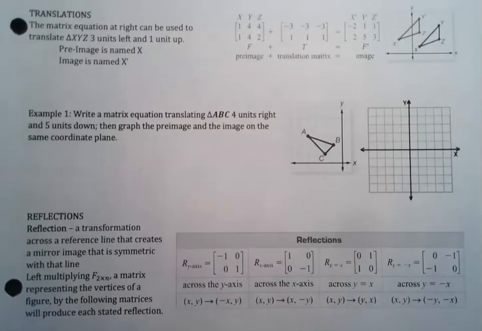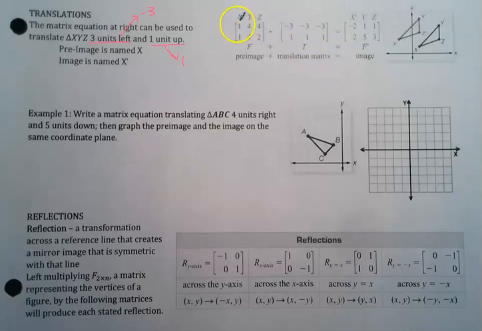All right, so first up, we have the translations. Okay, so the matrix equation at right can be used to translate triangle XYZ 3 units left and up 1 unit. So 3 units left is a negative 3, right? That's how we notate that. And 1 unit up is a positive 1. So it's plus 1 because we're moving up, minus 3 because we're moving left. Pre-image is named X, the image is named X prime. Or here they have F and F prime. Either way, T is our translation matrix.